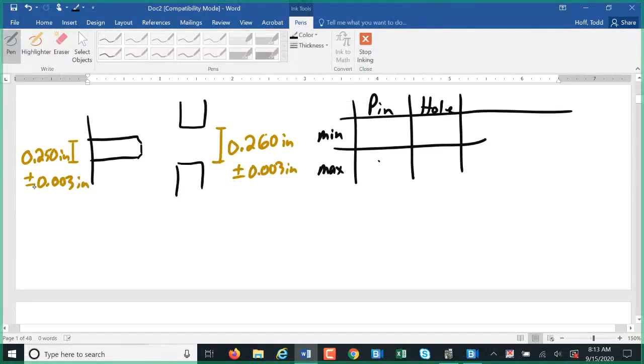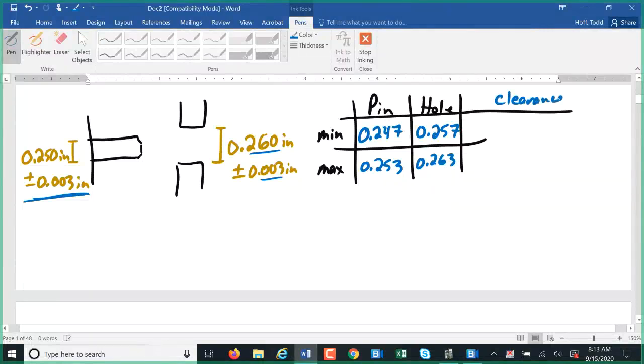What is the minimum size of our pin? 247, good. Maximum size? 253, yes. How about for the hole? Minimum size? 260 minus 3, 257. Maximum size, 263.